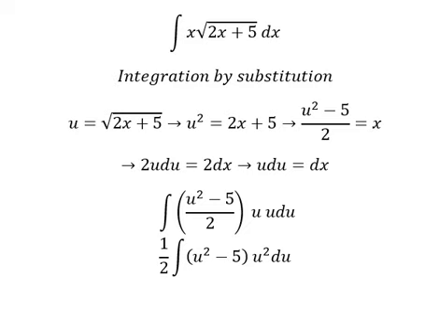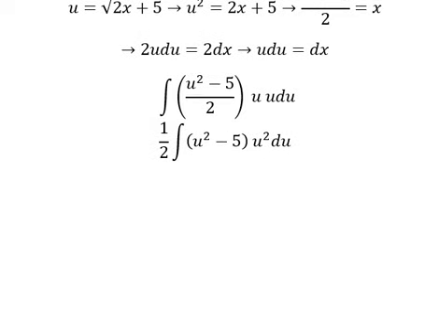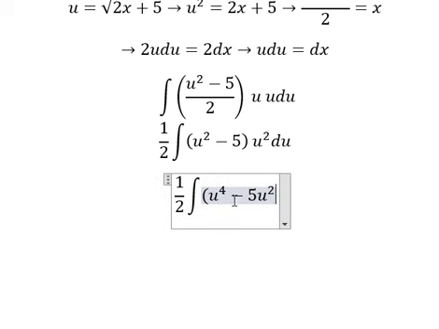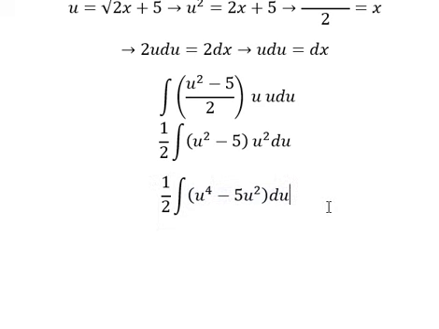Now the next one, u square multiplied by u square and number 5. And now we have the formula in here.